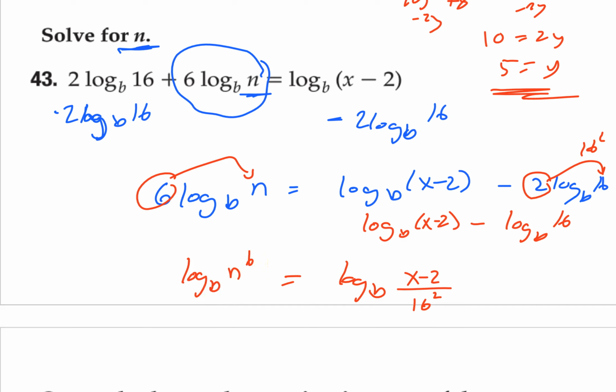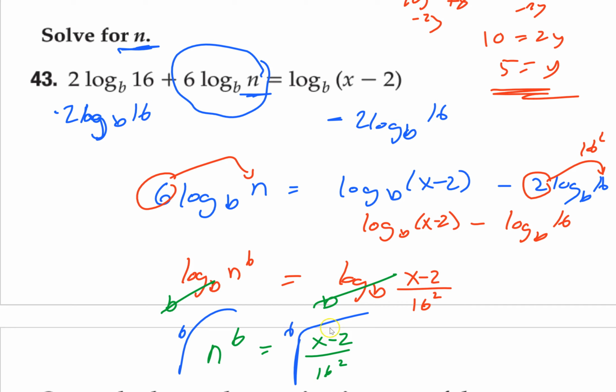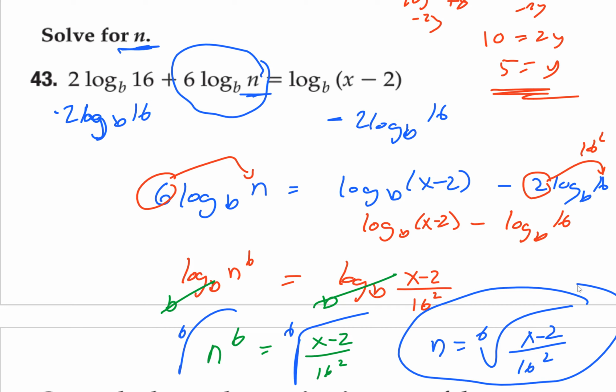So now, I did all that work. I can get rid of the logs now. Just take the base of both sides. These will cancel. I get n to the 6 equals x squared minus 2 over 16 squared. I think it's 256, that's what's in my head. And then from here, how do we solve it? Well, simple. Just take the 6th root of both sides. And then n equals the 6th root of x minus 2 over 16 squared. Come on, we're in Algebra 2 Trig. That's a fine answer. And that's the idea for that one, right? Just get n by itself.